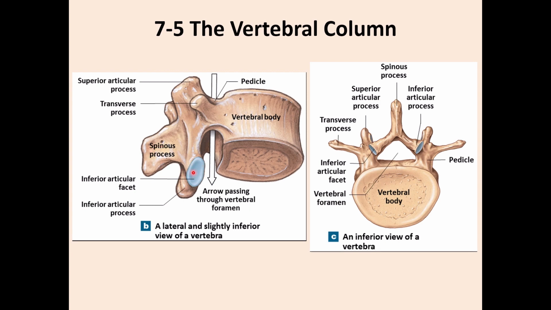And this area that you see is just a flat surface that articulates with another vertebra, most likely. Sometimes it articulates with another structure, for example, it can articulate with the sacrum. The sacrum is a fusion of multiple vertebrae, but in general they articulate with another vertebra.